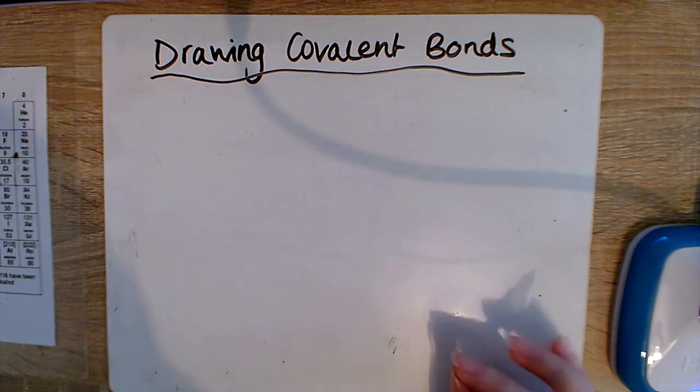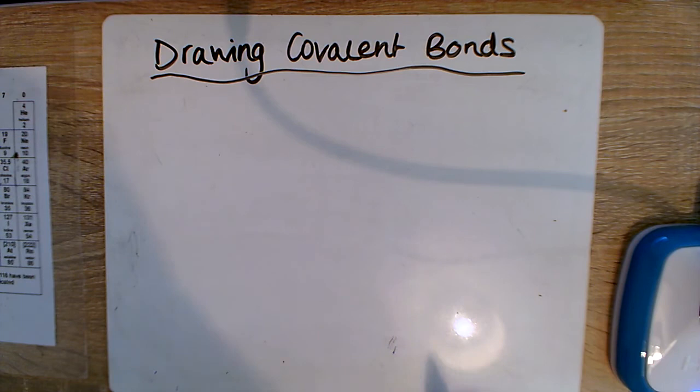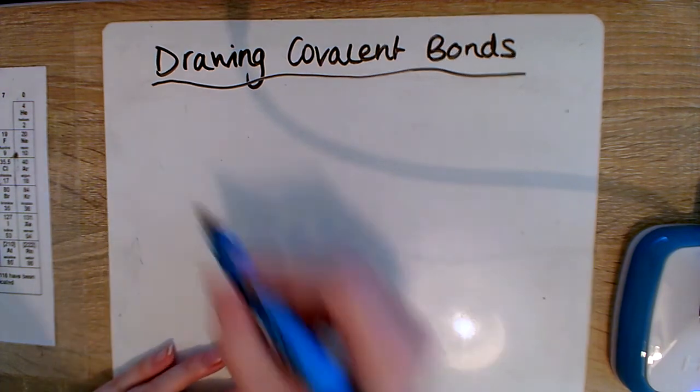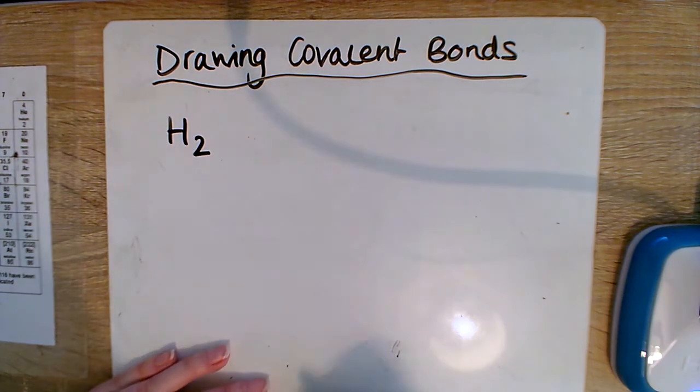So we're going to do a few examples today. I'm going to look at 4 different examples to show you the different types that you might come across in your exams. So to start us off, we are going to look at the bonding in hydrogen gas. So the formula for hydrogen gas is H2.